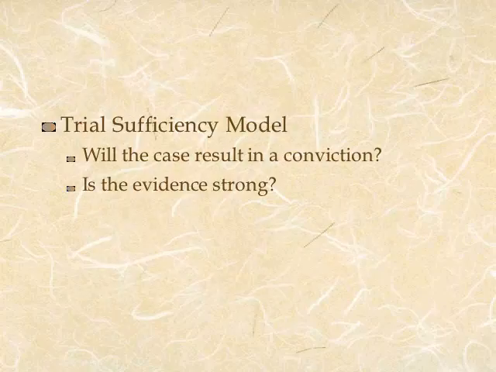The third model is the trial sufficiency model. This is a person who's kind of sports oriented. They have a win and loss record, and they really want to know, can they get a conviction? Is the evidence strong? If it looks like they can win a case, they'll go for it. If it looks like they can't win a case, they won't even touch it.